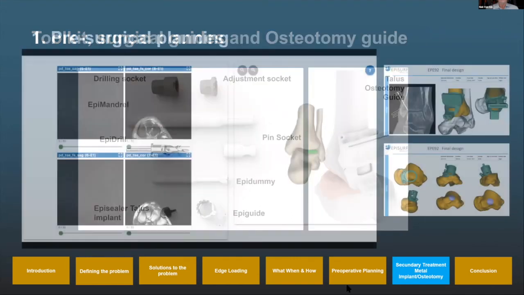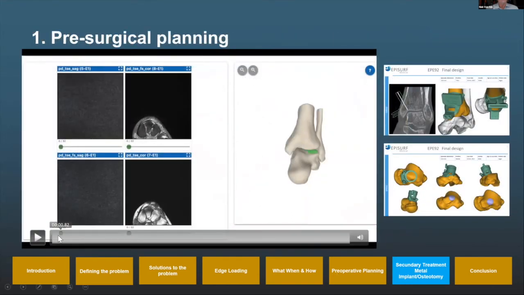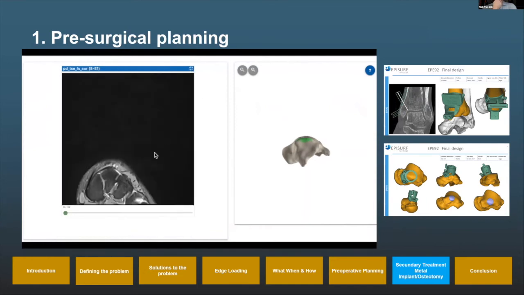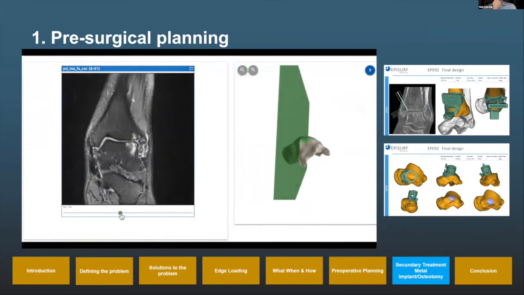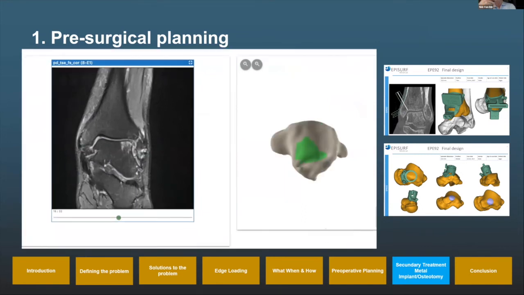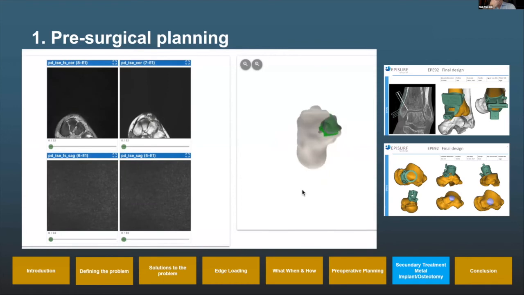For the preoperative planning, here you see the CT scan. Based on the CT scan or based on the MRI, there is a damage report. The damage report will exactly show you where the lesion is, and then the Episealer is placed at the most appropriate area to cover the defect.